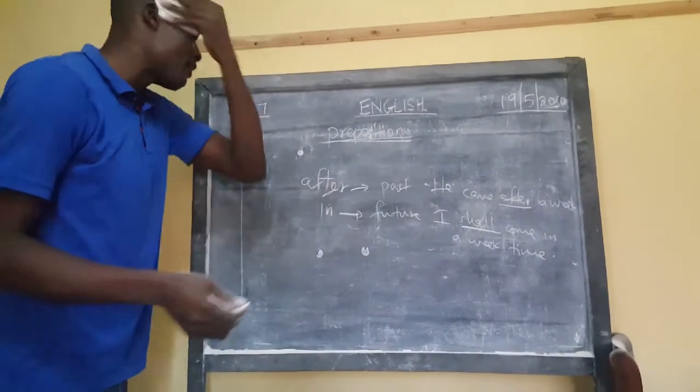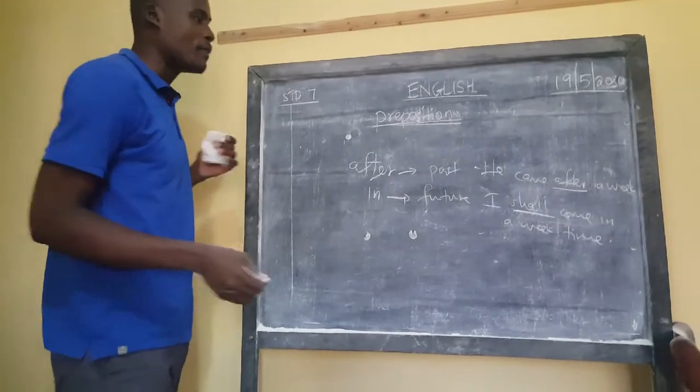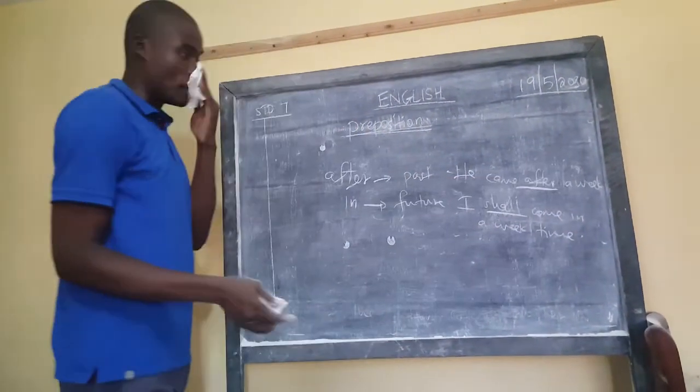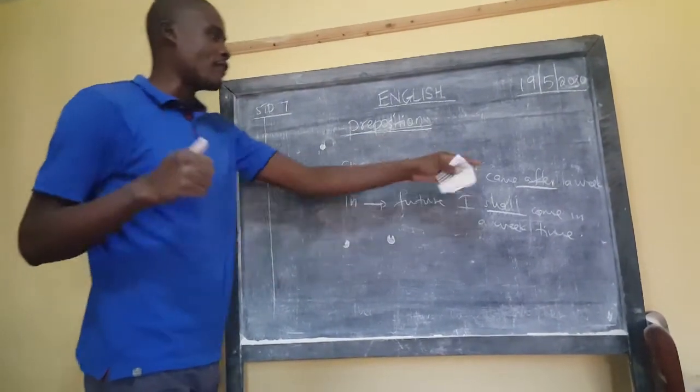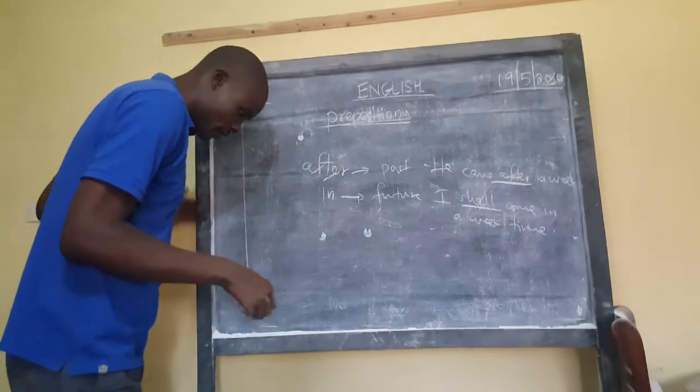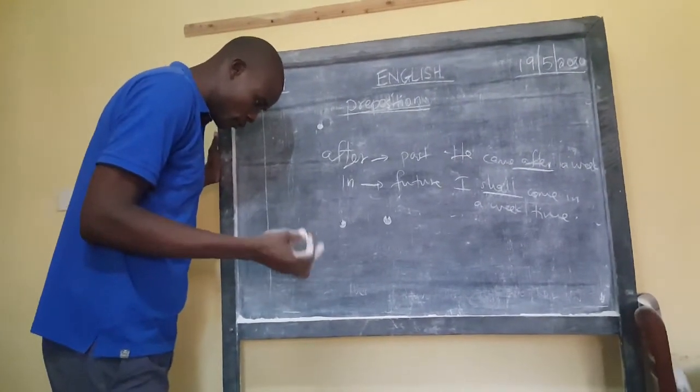Then, he came after a week, meaning that is something that had already passed. Talk of after. You can't say he came in a week. It's something that's already passed. Talk of after. Then I already mentioned the issue of above.